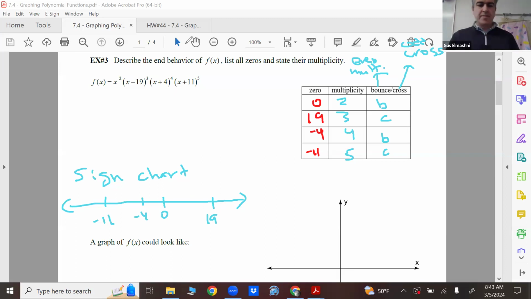Let's look at 19. If I plug in 20, because 20 is obviously in that far right interval, I get 20 squared, 20 minus 19 cubed, 20 plus 4 to the power of 5, 20 plus 11 raised to the 5th power. If I plug in 20, don't compute it, that's a really big number. Is why positive or negative? Positive, yeah, because that's positive, that's positive, that's positive, that's positive.